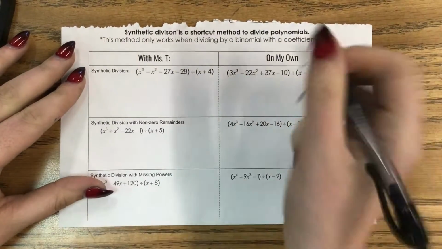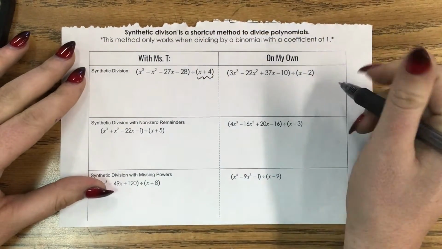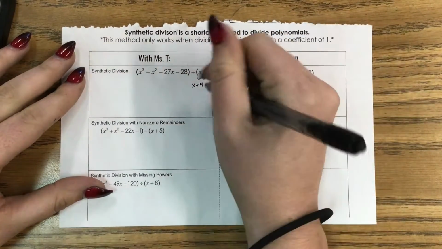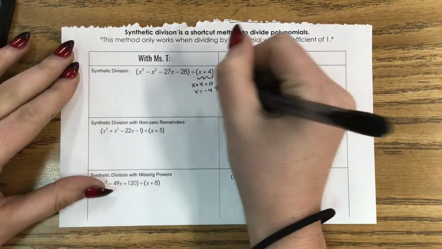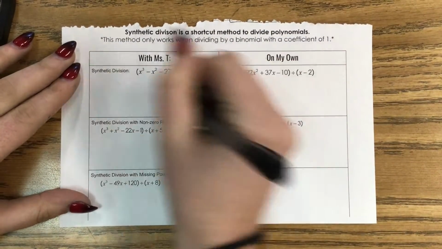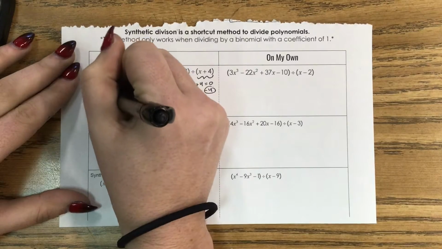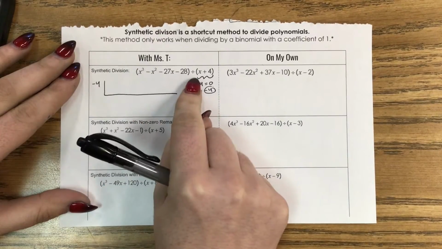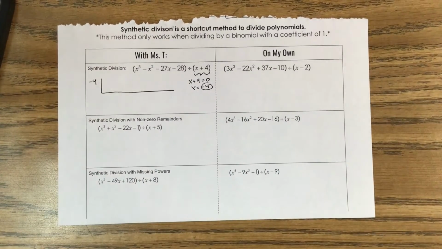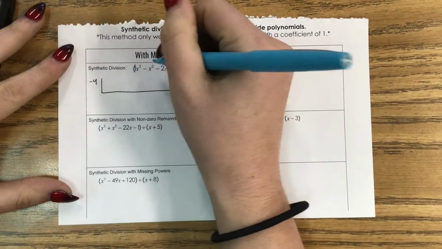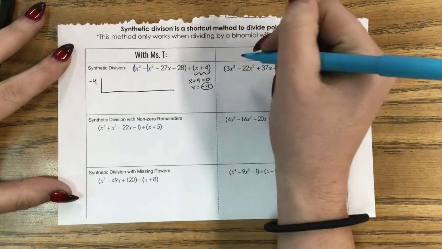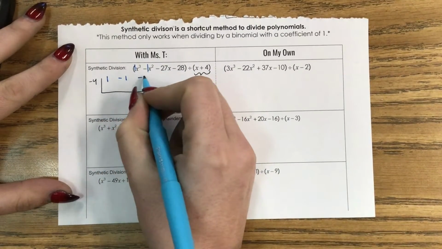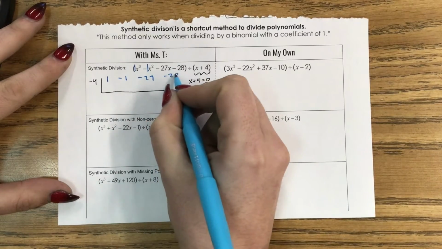Let's get going. So the first thing we're going to do is figure out what this x is worth. Normally we do that by setting it equal to 0 and then solving, and we get x equals -4. What we're going to do with this -4 is put it off to the side, do one of these really long L things, and rather than writing the entire value out, we're just going to put in the coefficients, meaning the number that's in front. So there's a 1, a -1, a -27, and a -28. So I'm going to put 1, -1, -27, and -28.